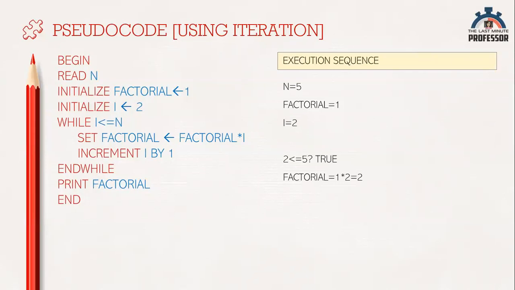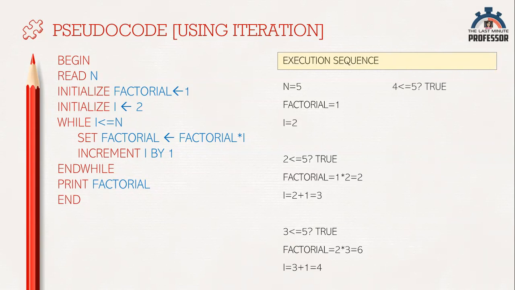Now increment I value by 1. So I value turns to be 3 now. Again the condition gets checked. Is the value of I less than or equal to n? That is 3 less than or equal to 5? True. So the statements inside while get executed. Factorial is equal to factorial into I. That is 2 into 3. That is 6. Then increment I value by 1. So I becomes 3 plus 1 is equal to 4.